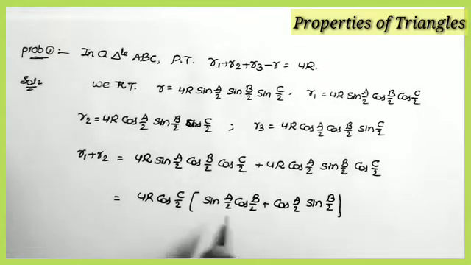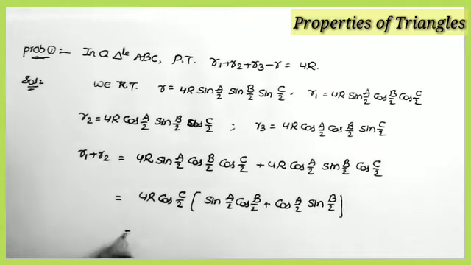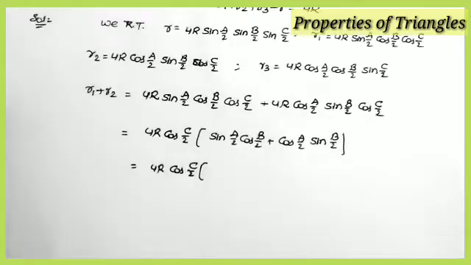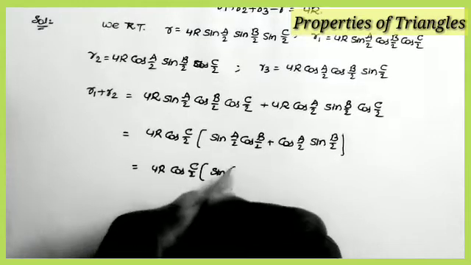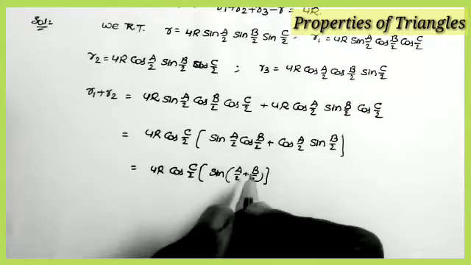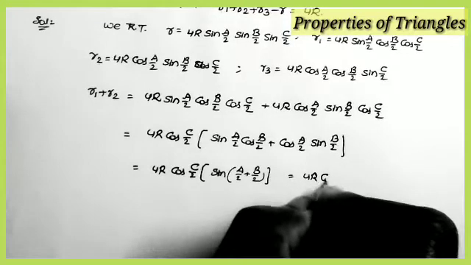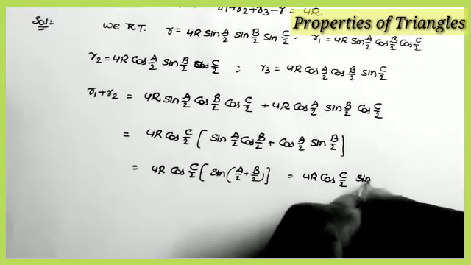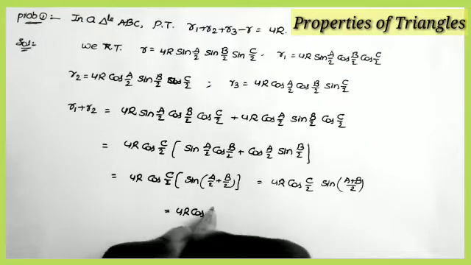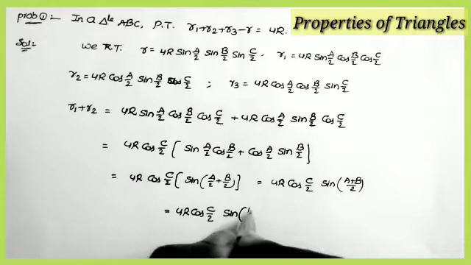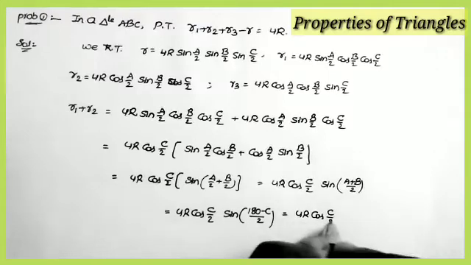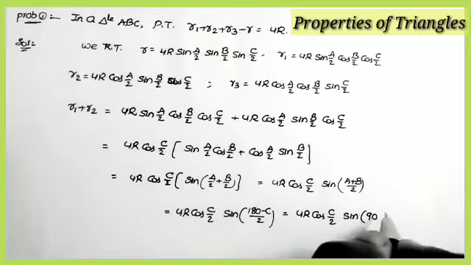This is in the form of sin A cos B plus cos A sin B. What is the formula for sin A cos B plus cos A sin B? It is sin of A plus B. So this is equal to 4R cos C by 2 into sin of A by 2 plus B by 2, taking the LCM, that is 4R cos C by 2 into sin of A plus B by 2. What is A plus B? A plus B is equal to 180 minus C, so this is 4R cos C by 2 into sin of 180 minus C by 2.